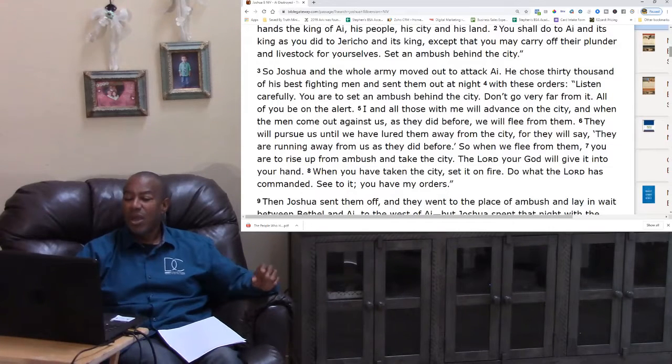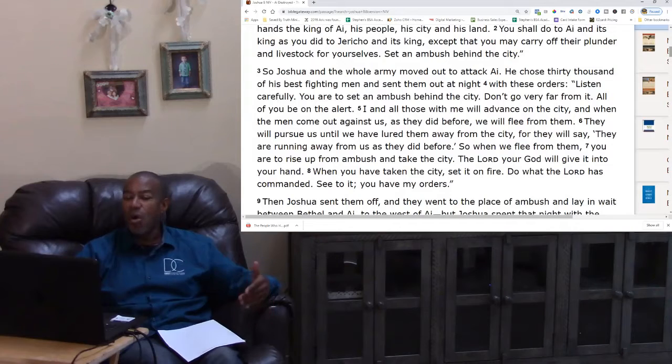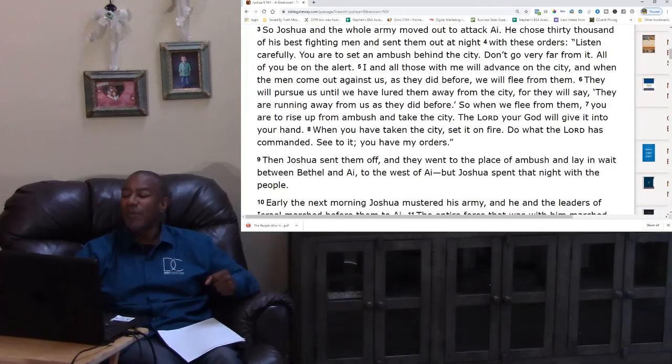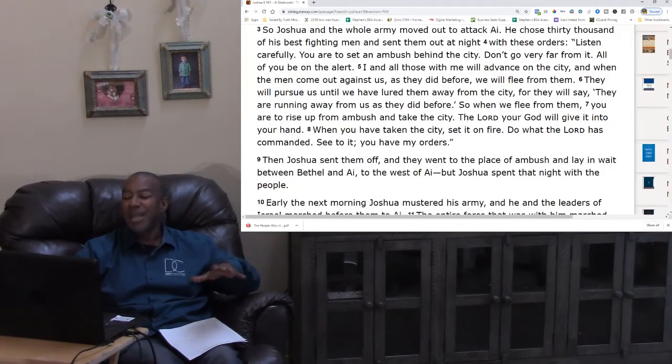Listen carefully. You are to set an ambush behind the city. Do not go very far from it. All of you be on alert. And I and all those with me will advance on the city. And when the men come out against us, as they did before, we will flee from them. They will pursue us until we have lured them away from the city. For they will say, they are running away from us, as they did before. So we will flee from them, and you are to rise up from ambush and take the city.